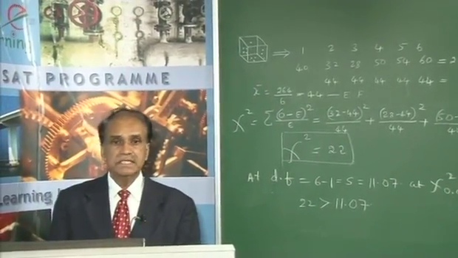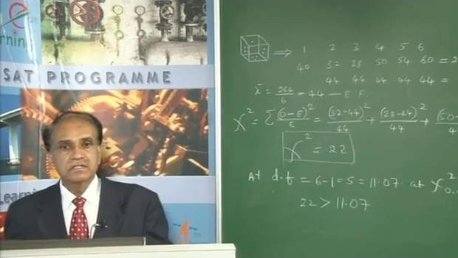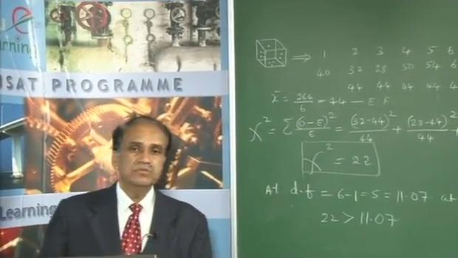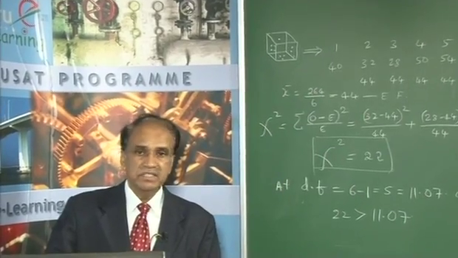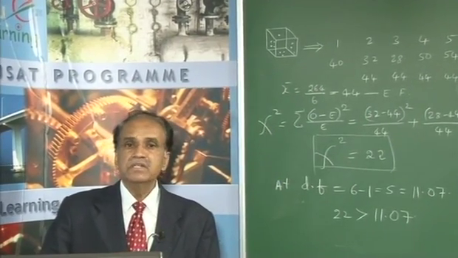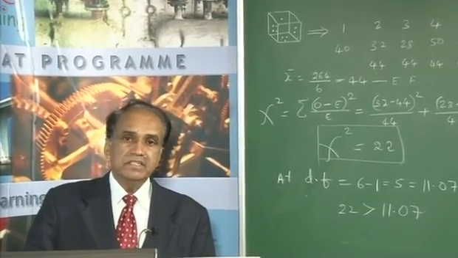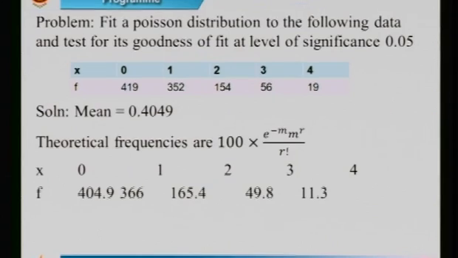Similarly, we see another situation where we have to verify theoretical distributions, as I told you in one of the previous situations, and in the previous topic also we discussed. Now, fit the Poisson distribution to the following data and test its goodness of fit at the 0.05 level of significance, using the chi-square test.